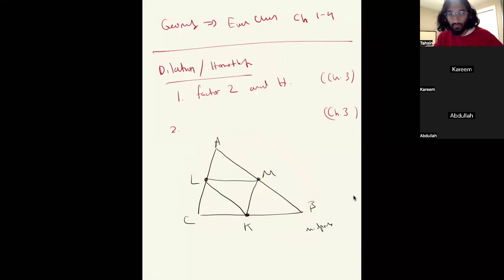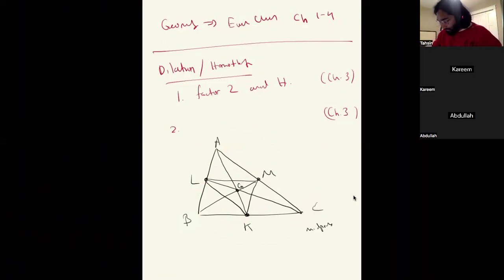Wait, which circle to? So it takes the upside down one, KLM, to ABC, right? Is it the centroid? That's right, yeah. So it should be centered at the centroid. Let me rename the points correctly. B and C. Yeah, so that's right. And I think the centroid is usually called G. G, I think, is for center of gravity.